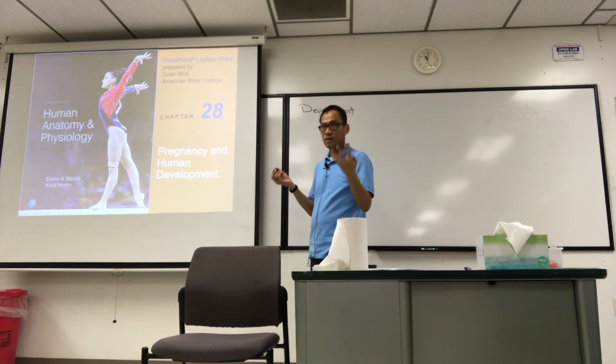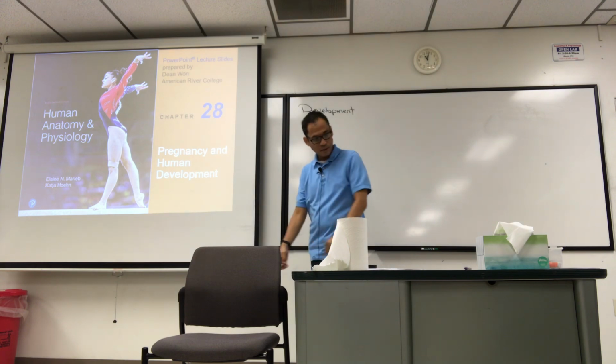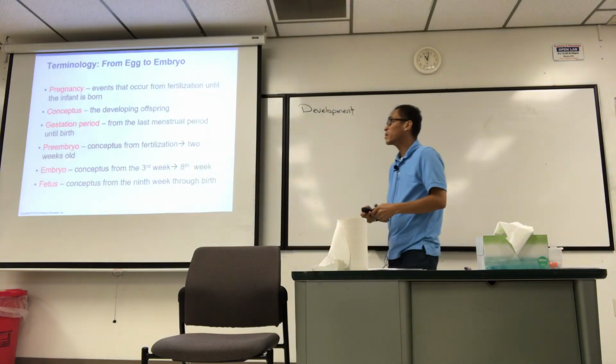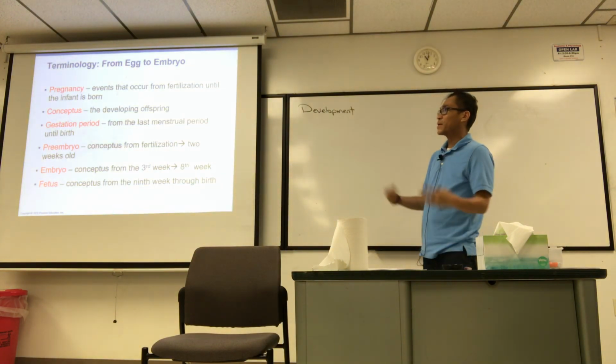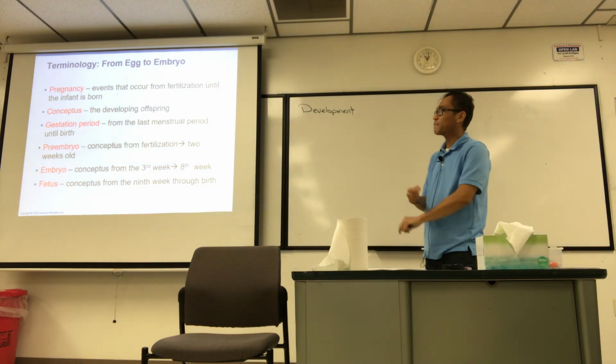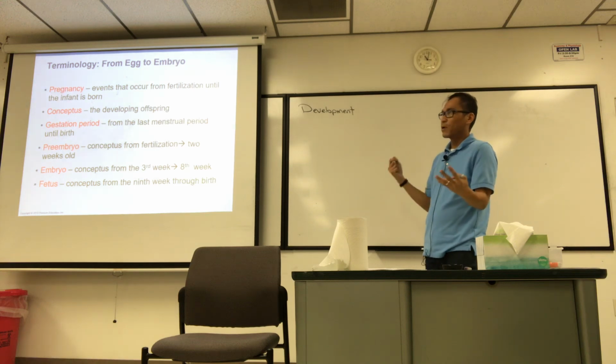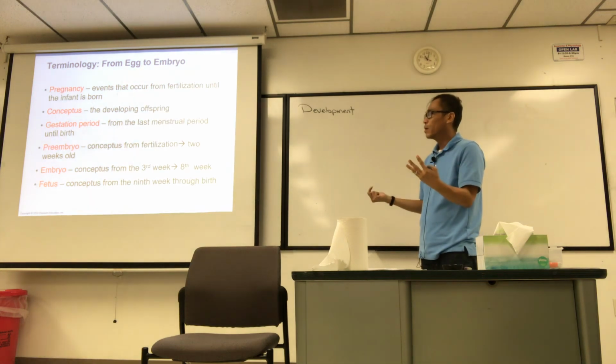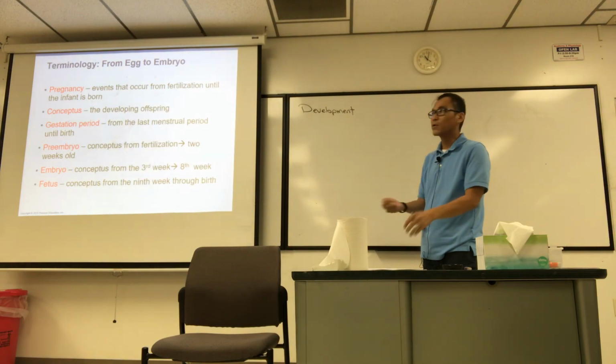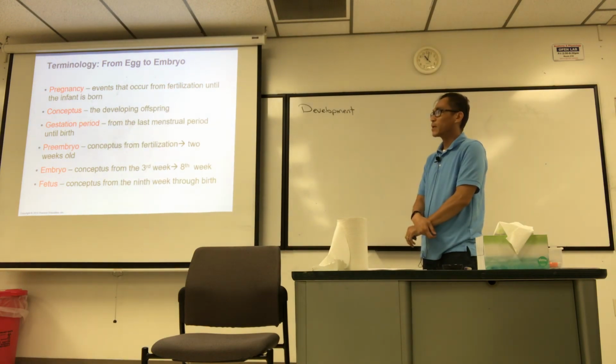Development of what? Of a human. So I'll start off with some definitions. Pregnancy, we've all heard that term. To strictly define it, it's all the events that occur from fertilization until an infant is born. Conceptus means developing offspring. We don't always call it baby. Sometimes we call it embryo, pre-embryo, blastocyst.